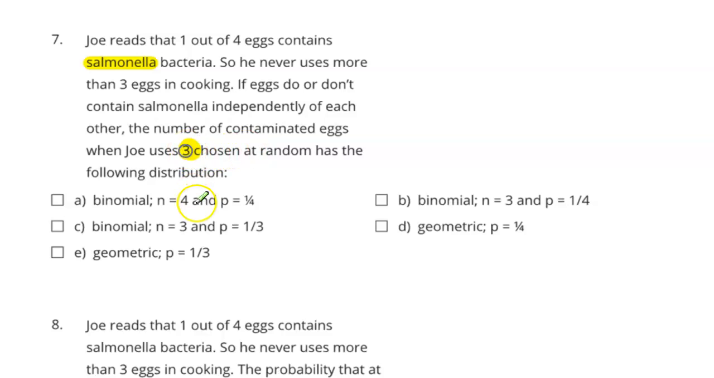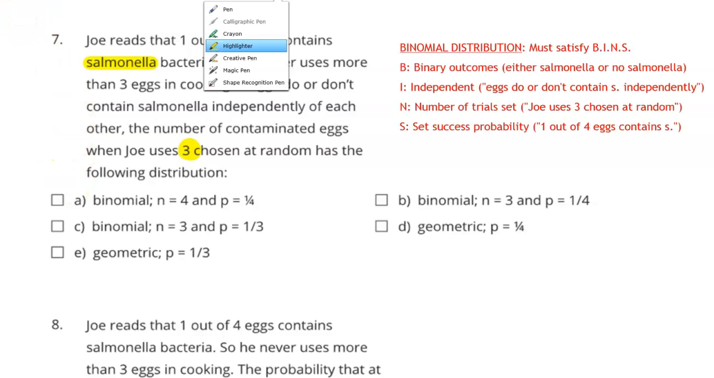So this is a set number of trials. You also know that the eggs are either contaminated with the bacteria or not, so it's a binary situation. Let's say eggs do or don't contain salmonella independently of each other, so one egg doesn't inform us of another egg's outcome. So that's independent. And we also know that the probability of success, or I guess in this case of getting salmonella, is 1 out of 4. Sounds to me like this is a binomial distribution.